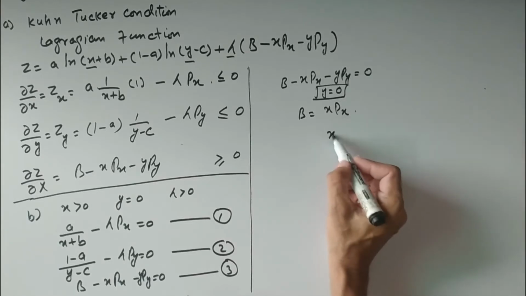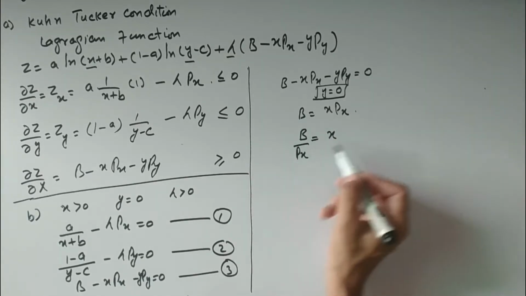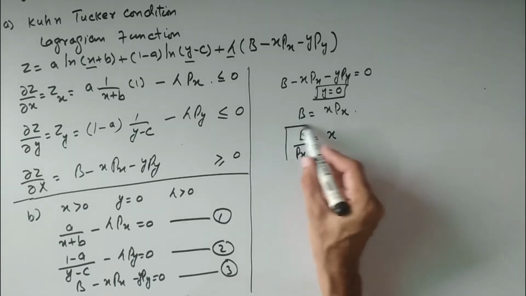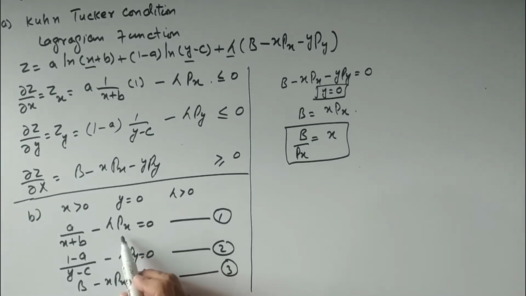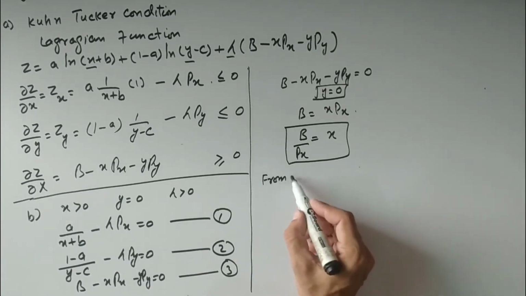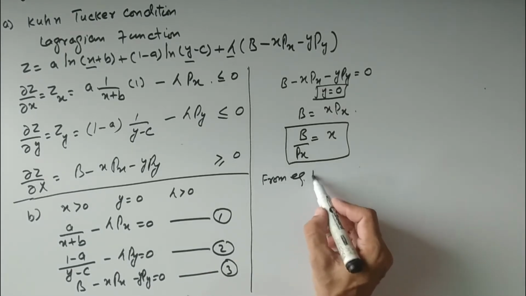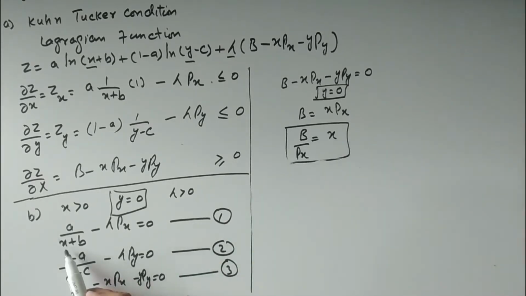And x here will be b upon p of x. So this will be a value of x we can find easily. Now from equation 1, we can also find the value of lambda. So we have to put the value of x in equation 1, and then we can easily find the value of lambda.